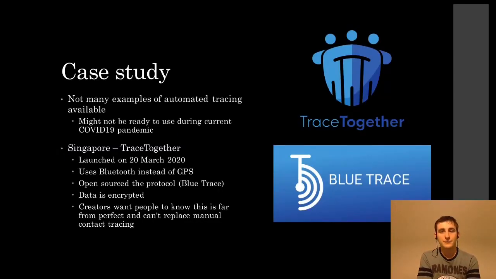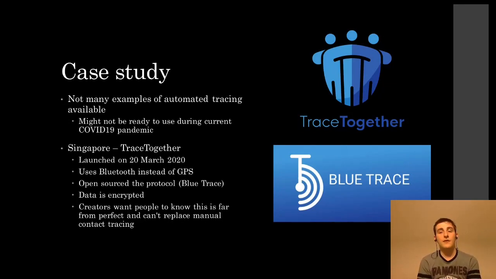So, there haven't been many actual examples of automated tracing available, but they're starting to be. It might not be ready to use during the current COVID-19 pandemic, but it's important that we go ahead and try, because trials mean more accuracy in the future in other pandemics.